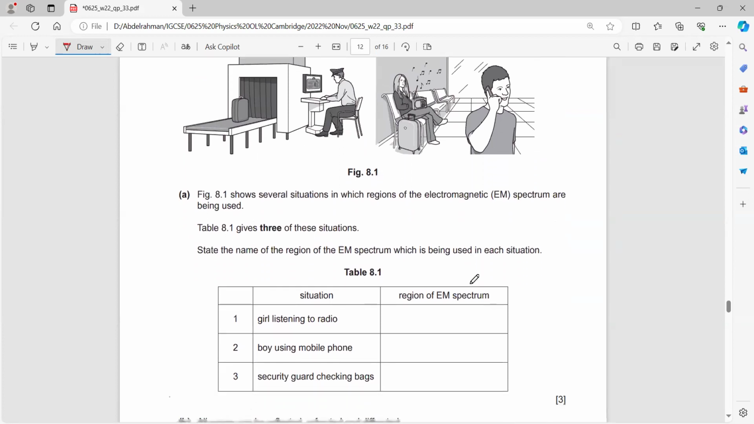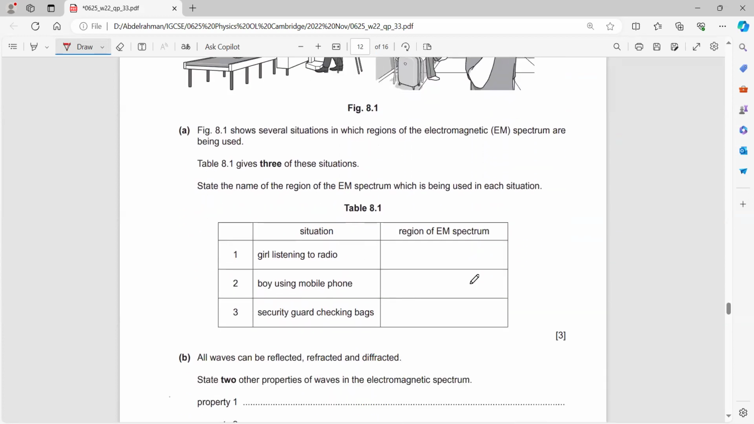ماشي. It shows several situations and some electromagnetic radiations. State the name of the region in which the electromagnetic spectrum is being used. Girl listening to a radio. Radio wave, طبعا, صح. Radio waves. What about الموبايل phone? Infrared. لا ثانية light. Microwaves. Security check. X-ray. Infrared. لا لا لا, X-rays, not infrared.